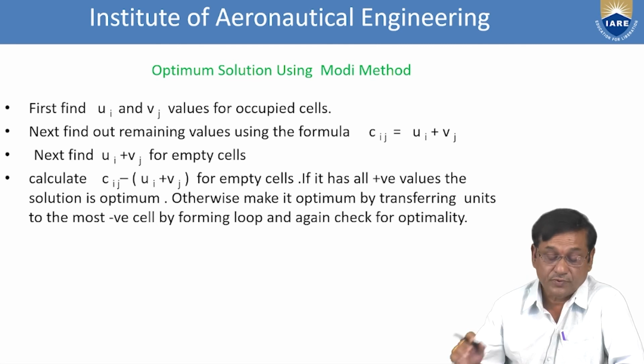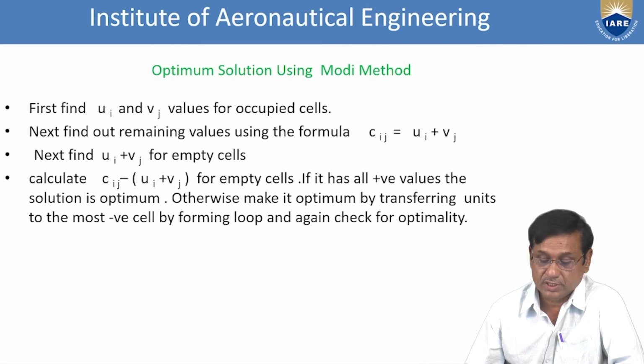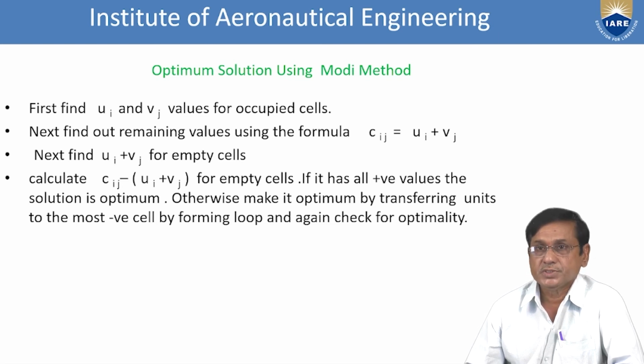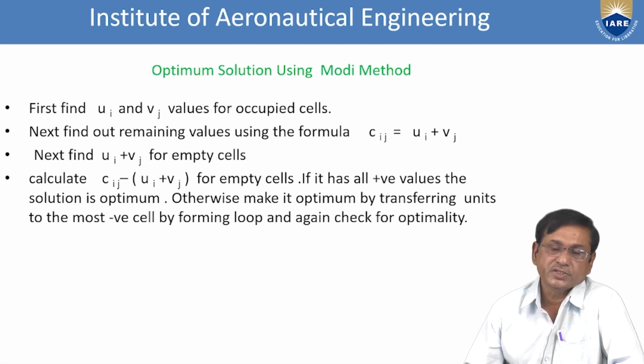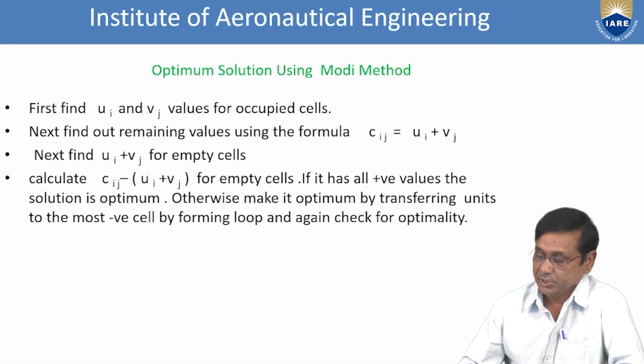So now first find out Ui and Vj values for occupied cells. Next find out remaining values using Cij equals Ui plus Vj. Next find out Ui plus Vj for empty cells, and then calculate Cij minus (Ui plus Vj) for empty cells. If all values are positive, the solution is optimum. If any one is negative, then transfer the units to the negative cell by forming a loop, and again test it for optimality.